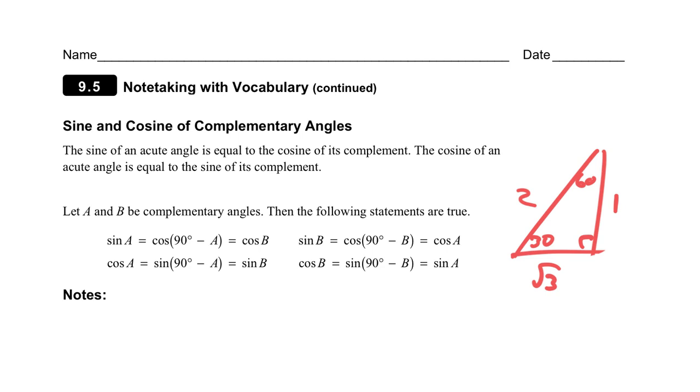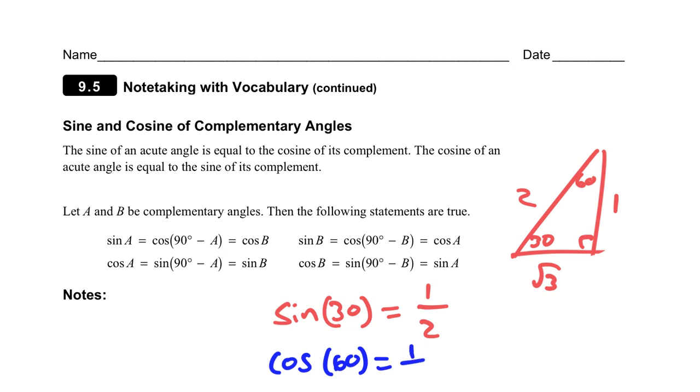So, with that being said, if I looked for the sine, let's look at the 30-degree angle. The sine of my 30-degree angle is worth its opposite, which is 1, divided by its hypotenuse, which is 2. Now, if I look at my cosine of 60 degrees, that would be its adjacent, which is 1, divided by the hypotenuse, which is 2. Notice the two fractions are the same, but more importantly, notice that the angles are complementary.